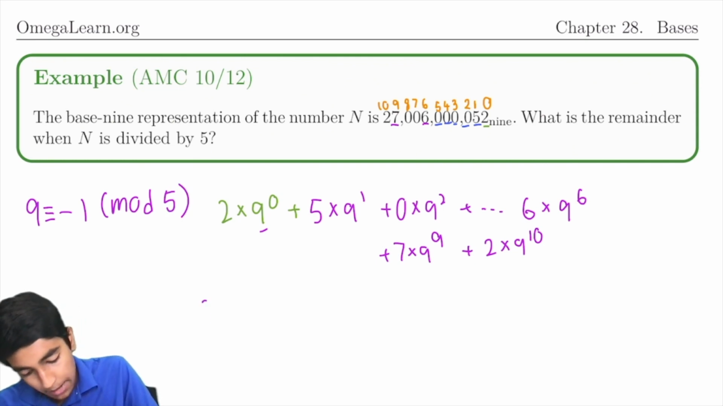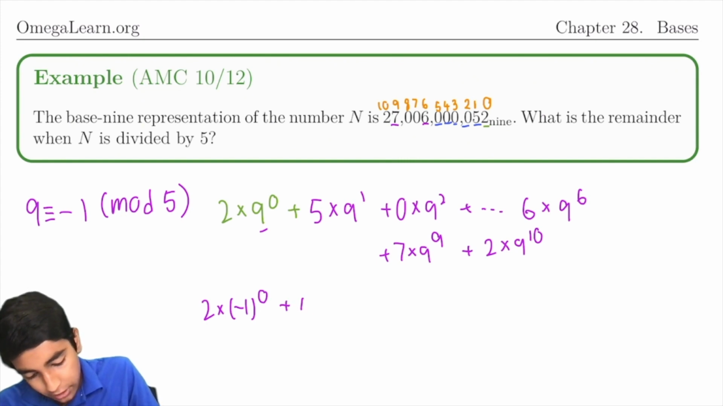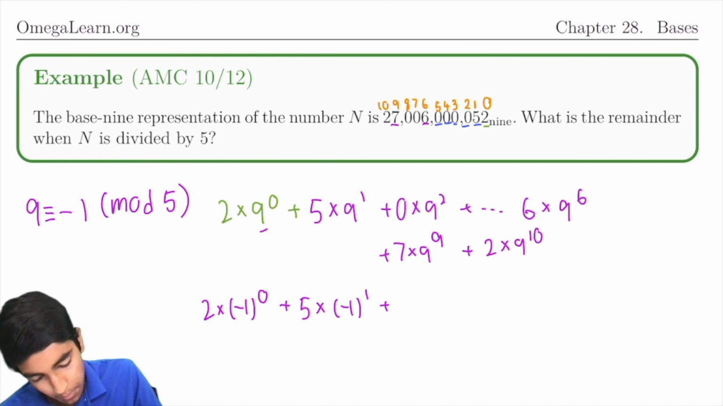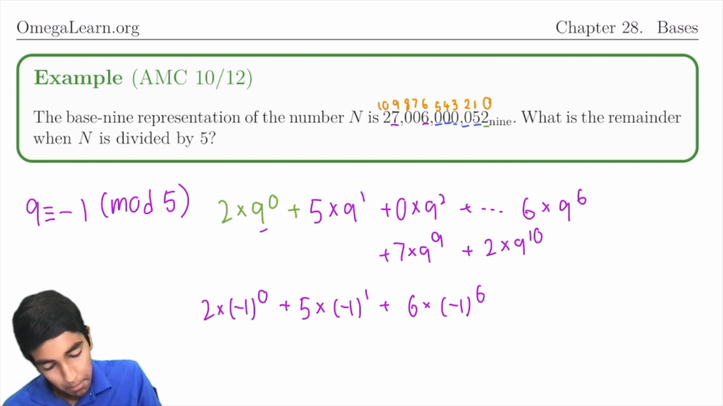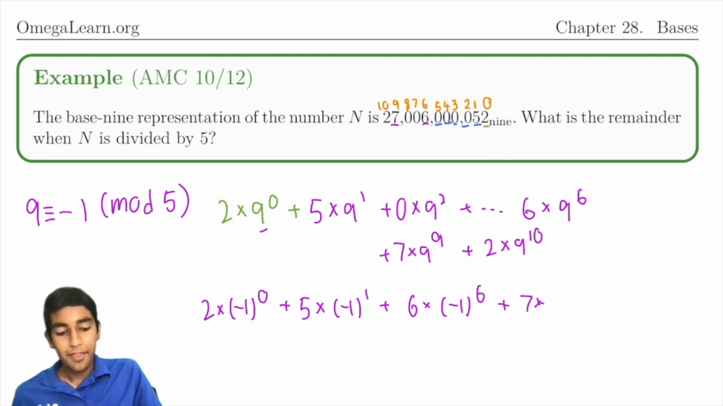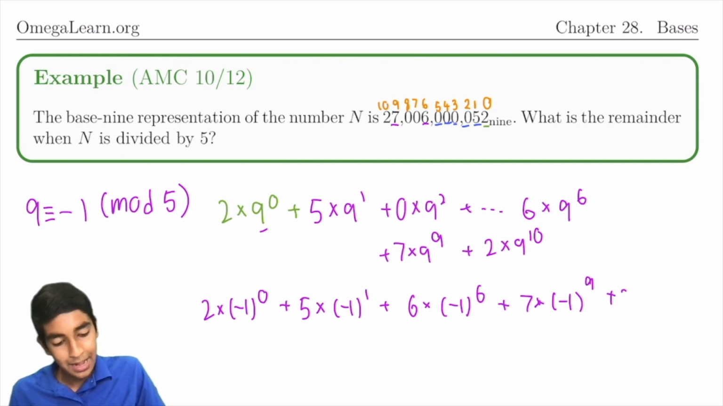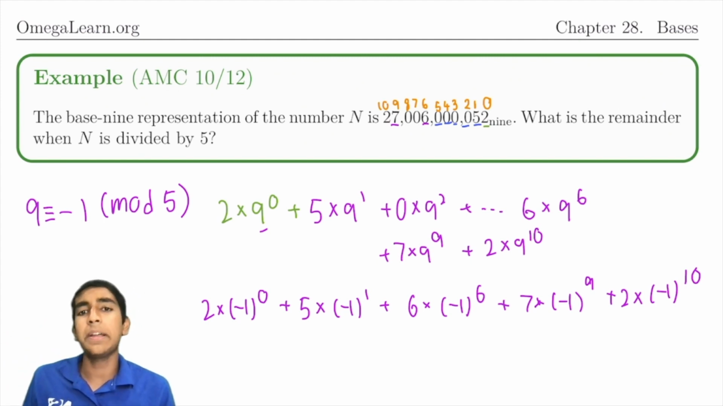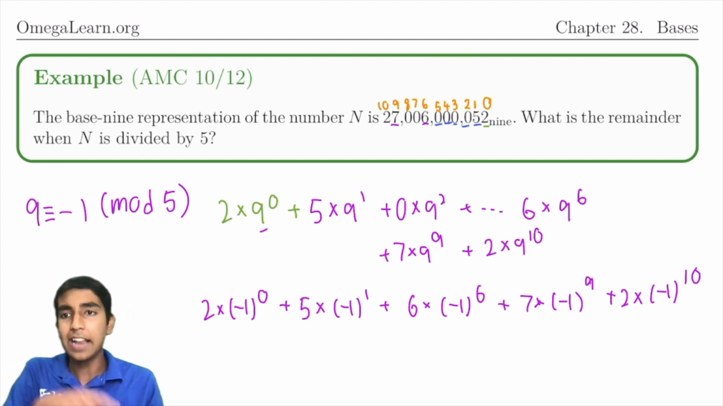So this is 2 times -1 to the power of 0 plus 5 times -1 to the 1, and so on. Let's write all of them out. Plus 6 times -1 to the 6 plus 7 times -1 to the power of 9 plus 2 times -1 to the 10. Now this looks a lot cleaner than having 9 to the power of. Anyways, it's not like I'm going to multiply 9 10 times in this video.